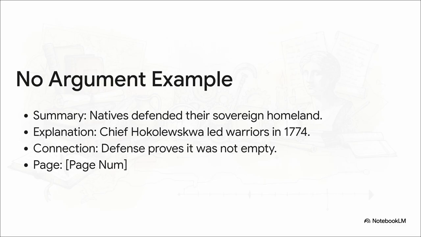So to model our 4-part rubric for a no answer, let's turn to Chapter 2. Your summary would outline how Native groups viewed Kentucky as their sovereign homeland. Your explanation would detail how, in October 1774, Shawnee Chief Hokaliskua led hundreds of warriors against Virginia colonists at the Battle of Point Pleasant during Lord Dunmore's War.